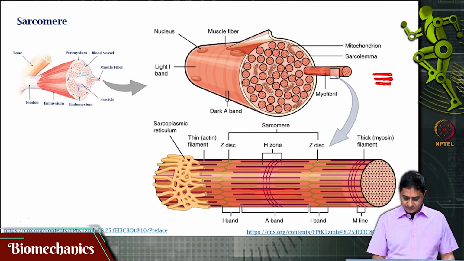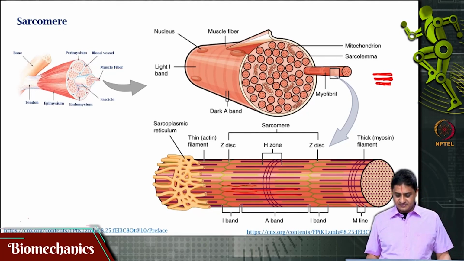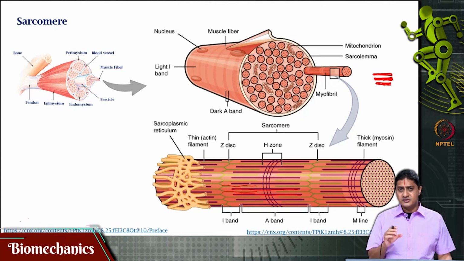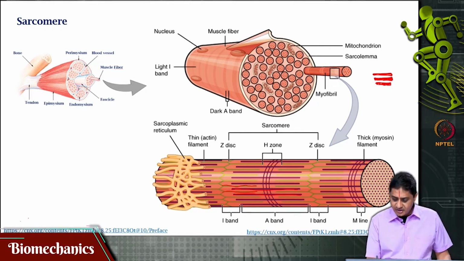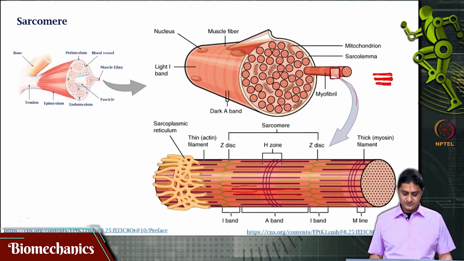there are some other relatively thinner filaments that are seen, and it appears as though the thick filaments are hanging loose in air, but this is not the case. You need to zoom in a little bit to see more details. So, if you take a muscle fiber and a myofibril, and you zoom in, you see these lines.